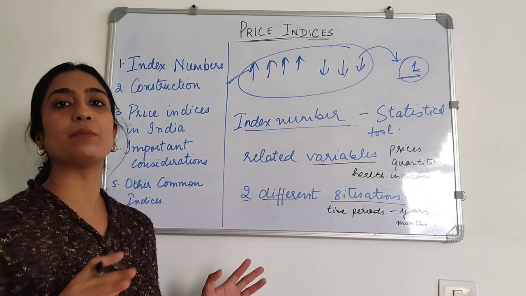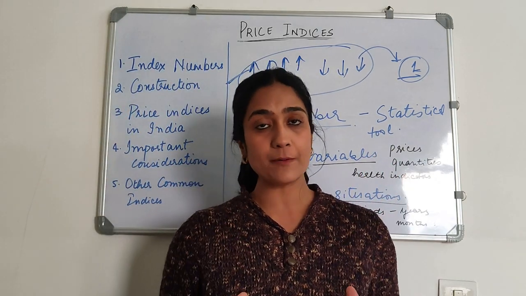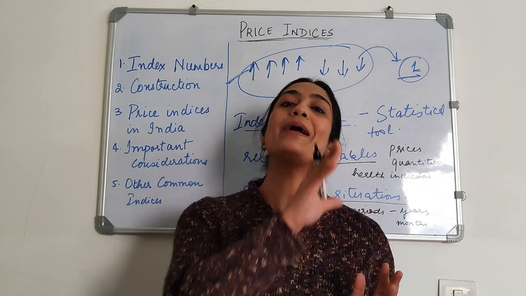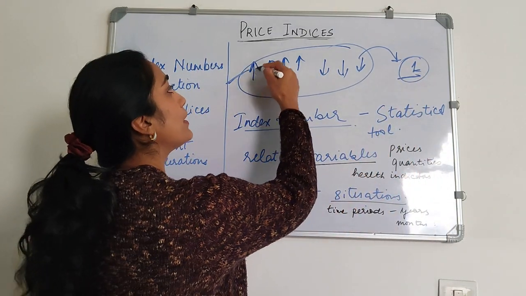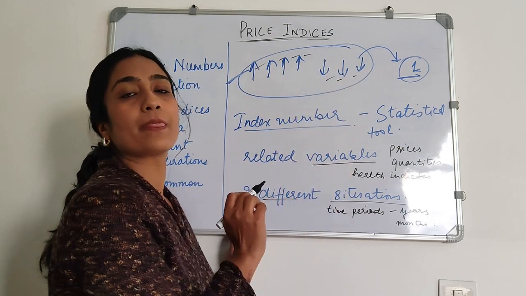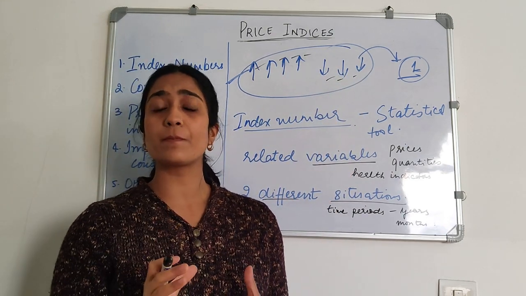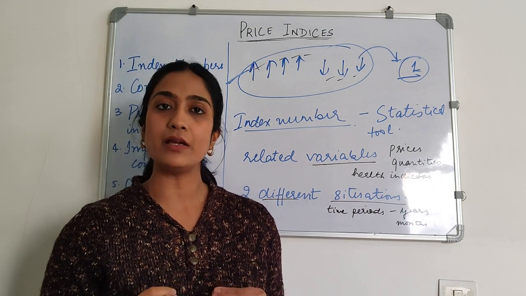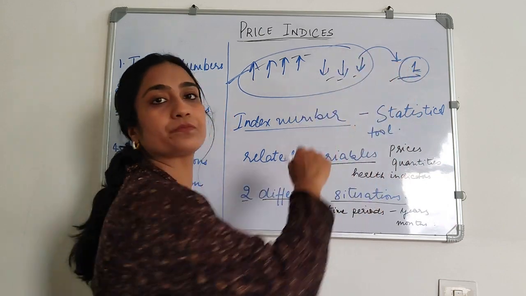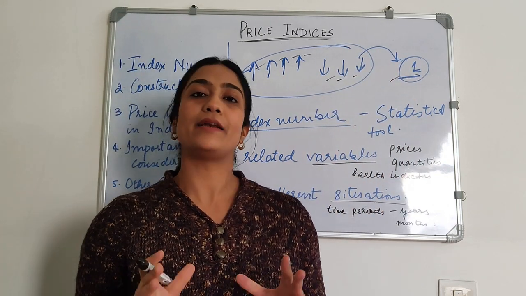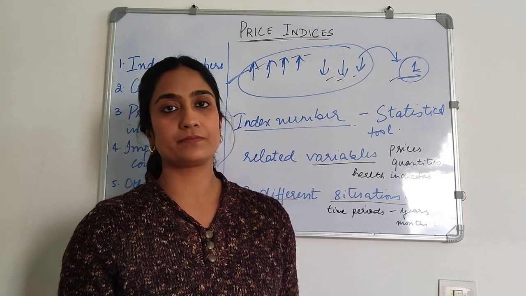So this is what an index number does. You have a bunch of raw data which is telling you how every particular component of that data is moving. Some is going up, some is going down. An index number will give you a statistically sound, scientific way to collapse that information into a number. That is an index number, and that exactly is a price index.